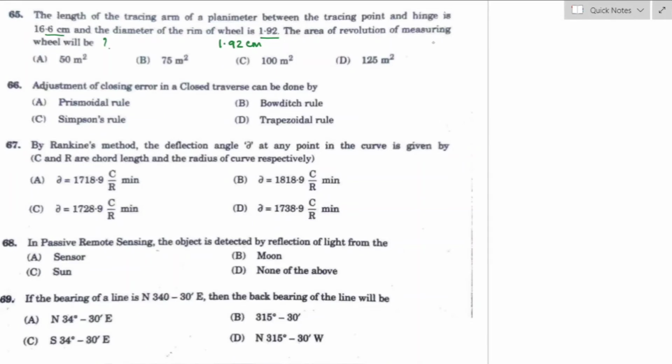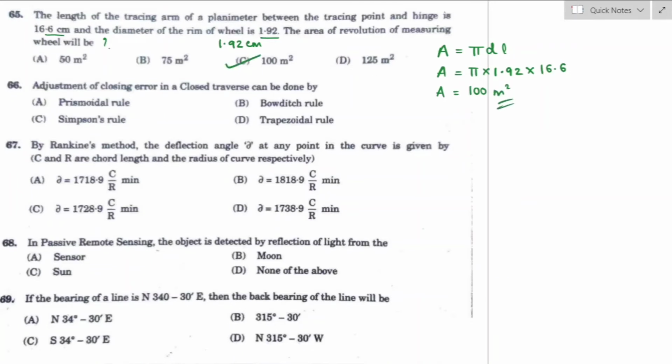So we have to calculate the area of the revolution of measuring wheel, which is given by the formula pi into d into L, where d is the diameter of the rim of a wheel. So it is 1.92 cm. Length of the tracing arm of a planimeter is given as 16.6 cm. On calculating this, the area of the revolution of a measuring wheel will be 100 meters square. So option C is the right answer.